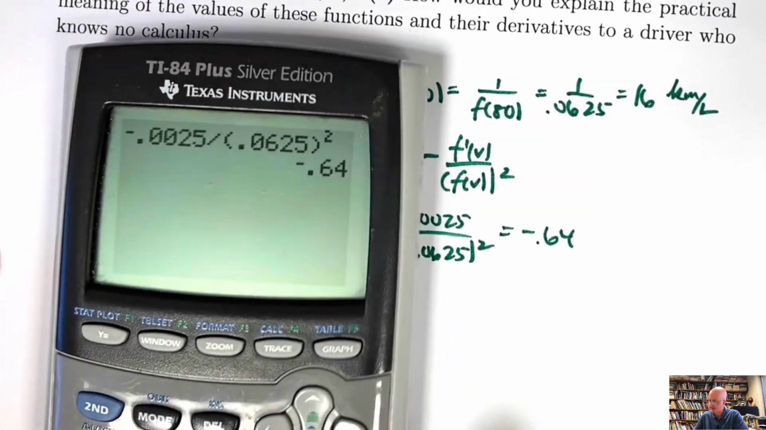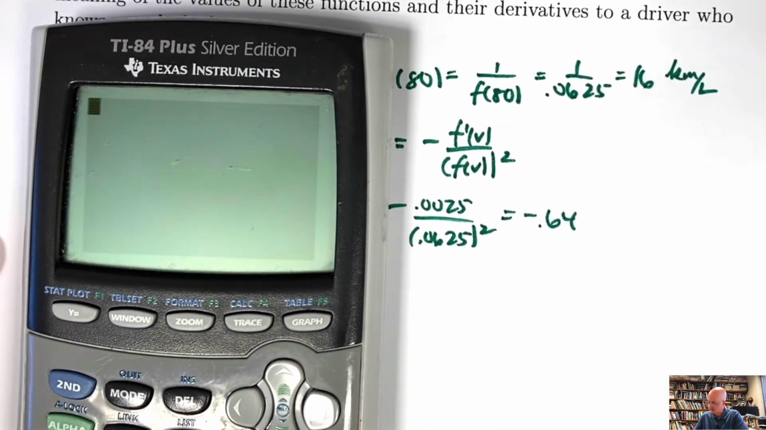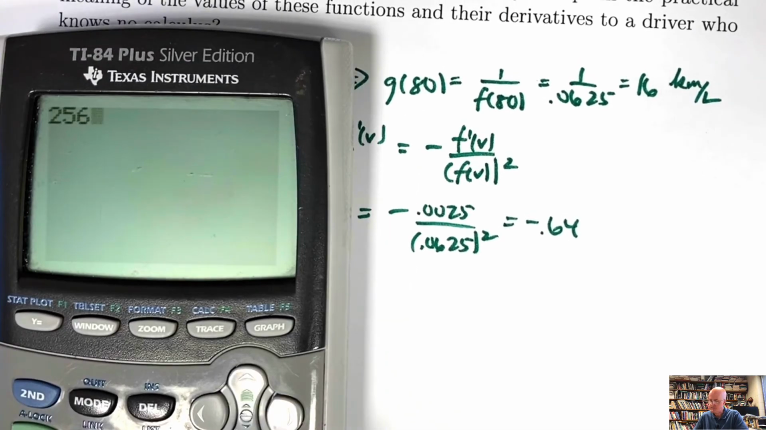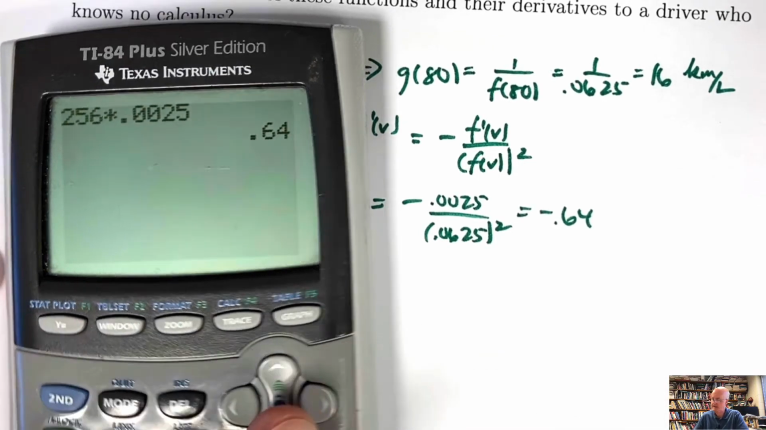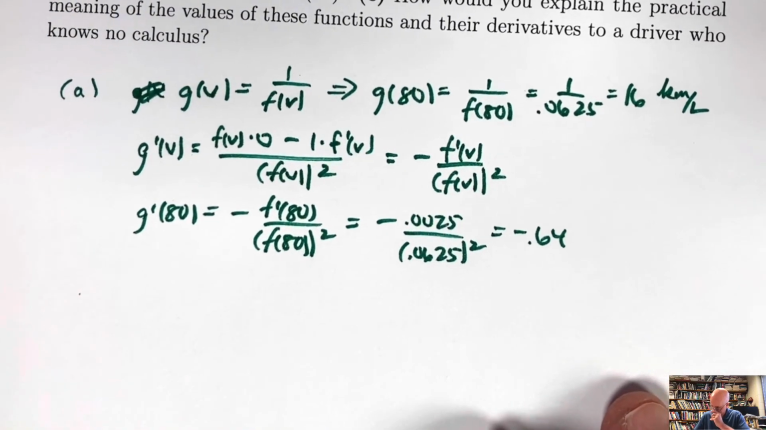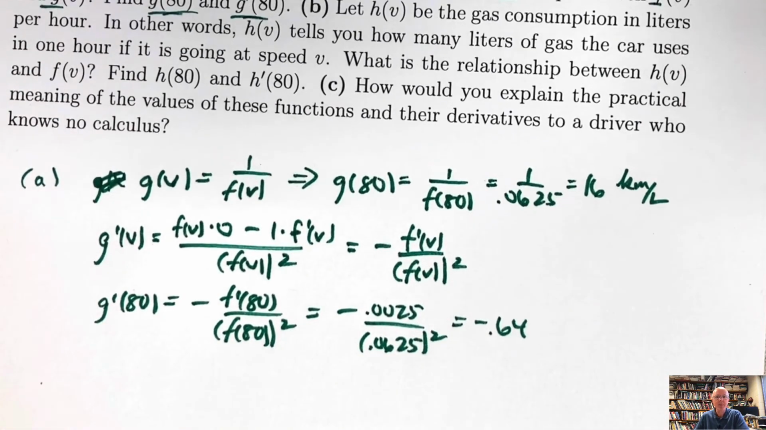Let me just double check that 16 squared, which is 256, times negative 0.0025 is the same thing. Yeah, now add the negative sign. So this is negative 0.64. This looks correct here. What would the units of this be?